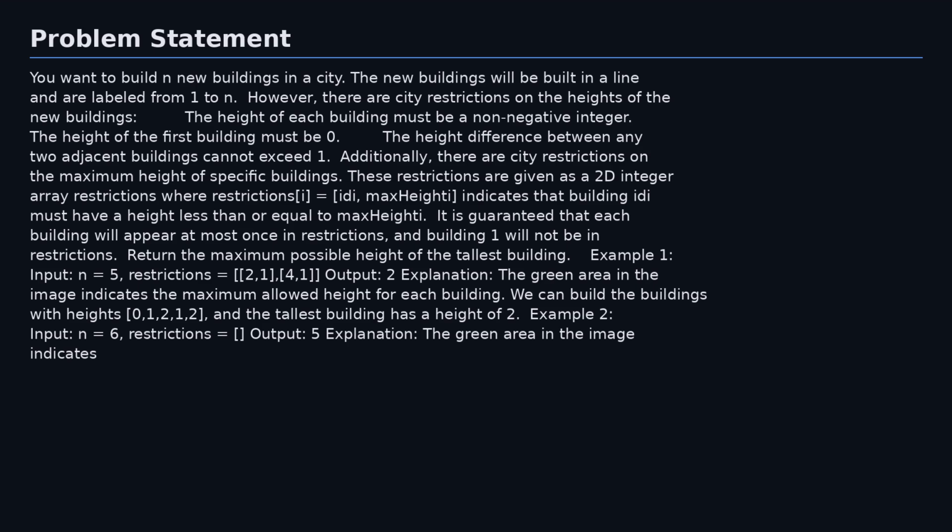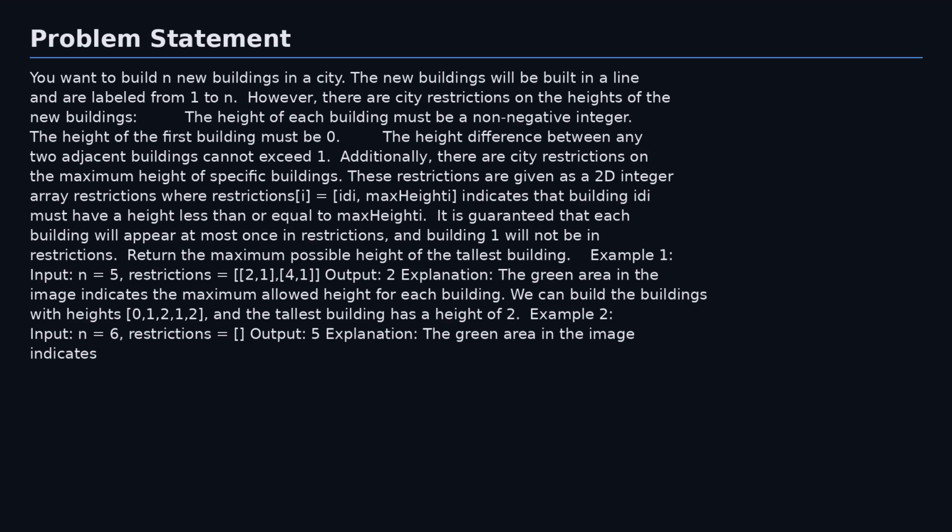So let's get started. The problem statement is quite straightforward. We have a certain number of buildings, and we have some restrictions on the heights of these buildings. Our goal is to find the maximum possible height of the tallest building. We're given the number of buildings, and we're given a list of restrictions, where each restriction is a pair of building index and the maximum height of that building.